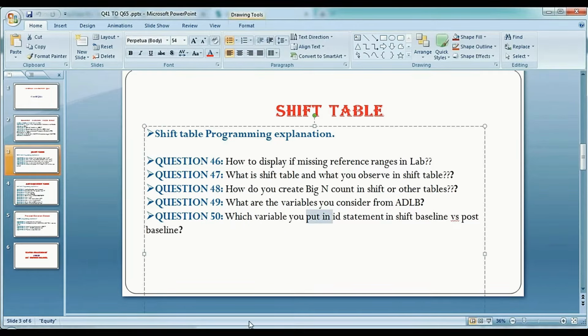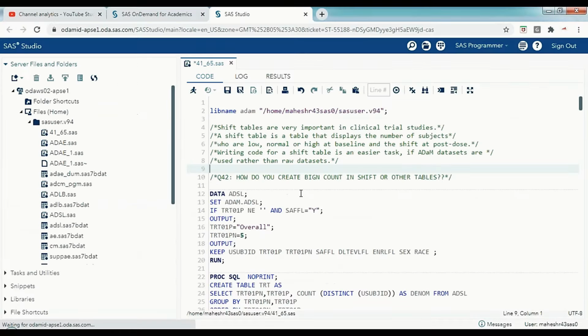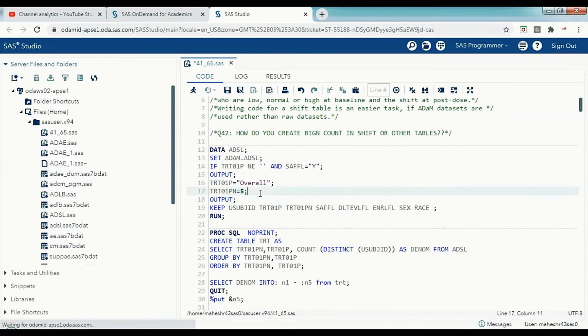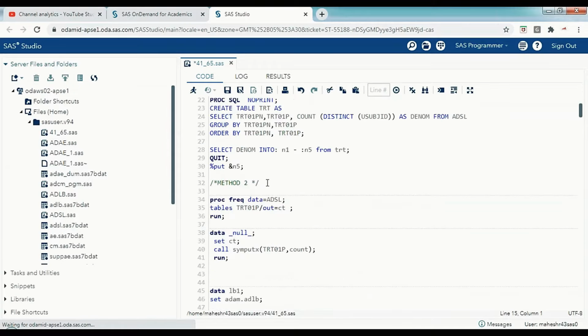So what ID statement do we put? I will see that here. Okay, so here you can see the first thing is we have to pick the variables from the ADSL and add the treatment also, because they are asking for the percentage based upon the overall count. So we are counting the overall subjects here and creating the macro variable. There is a macro variable here, and I am creating it with proc sql.